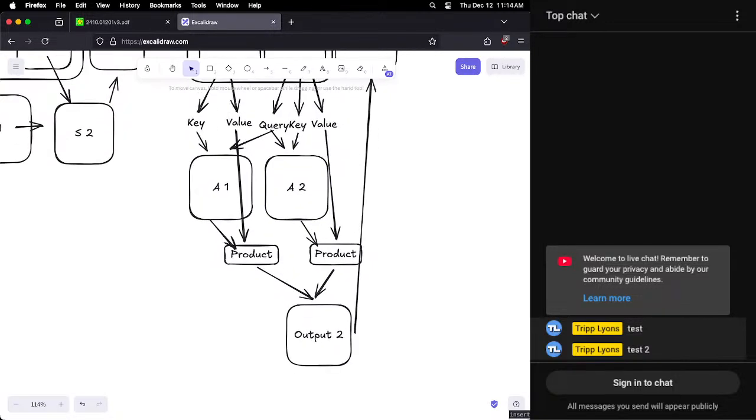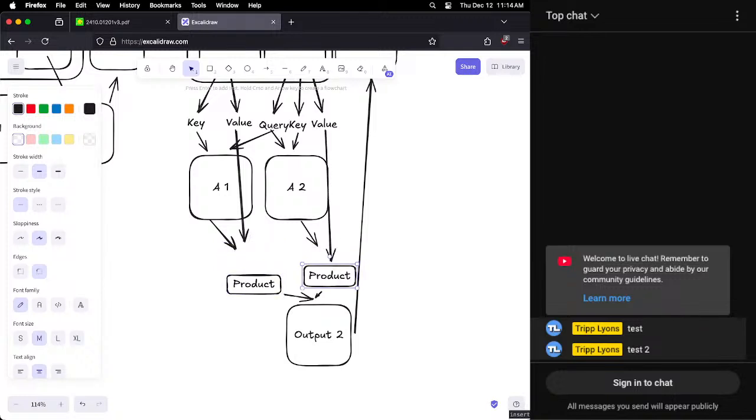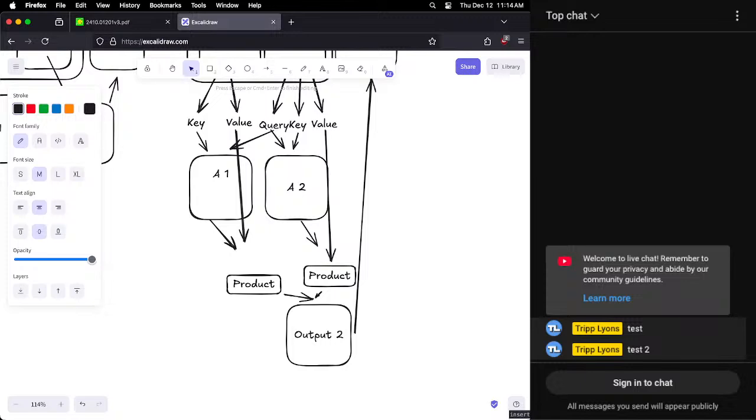I guess I should also add that there's a softmax somewhere in here.